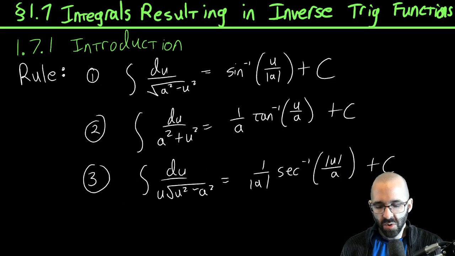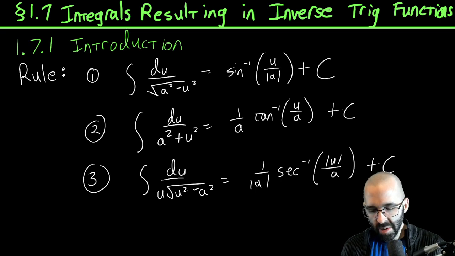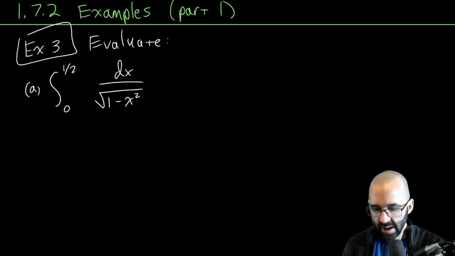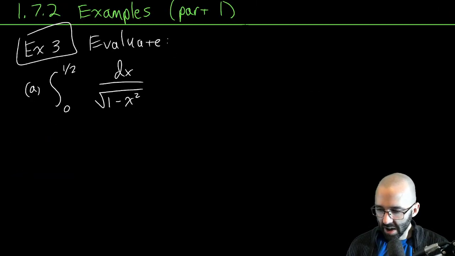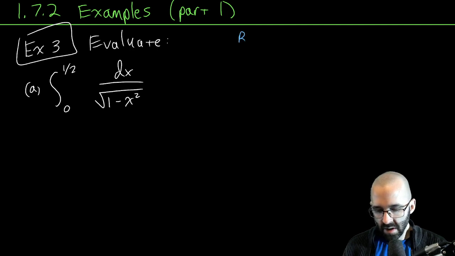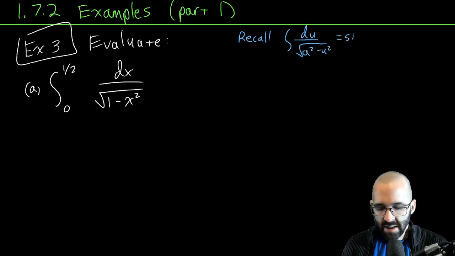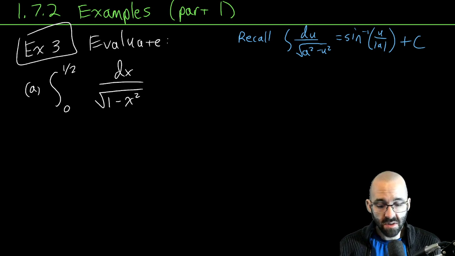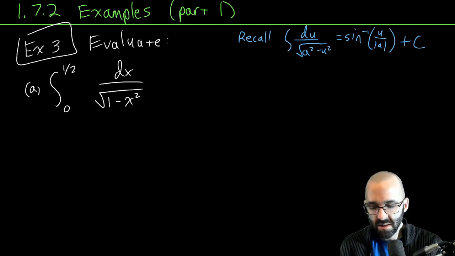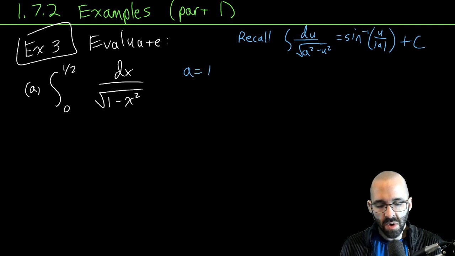We're going to want to use one of these formulas. So which one does it look most like? Inverse sine. So let's copy that down again, because we're going to need it. And having it nearby will be helpful. So recall that the antiderivative of du over the square root of a squared minus u squared is the inverse sine of u over absolute a plus c. So we're pretty close. Just have to identify some things. In this formula, a is just equal to 1.